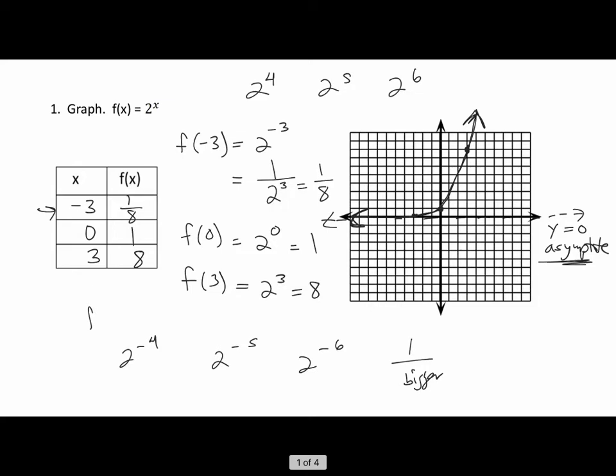So that's the shape of the exponential function, where f of x equals b to the x, and b is greater than 1. Because our base here is 2, that's greater than 1.